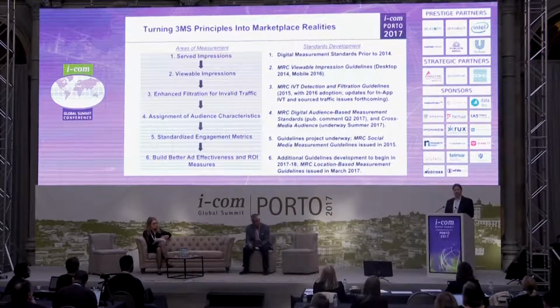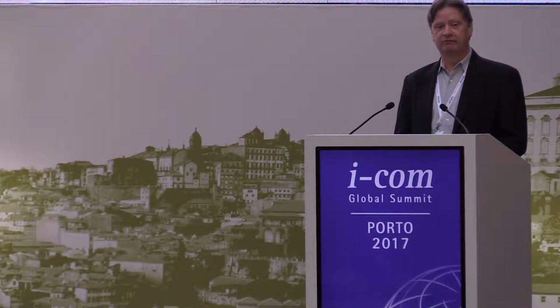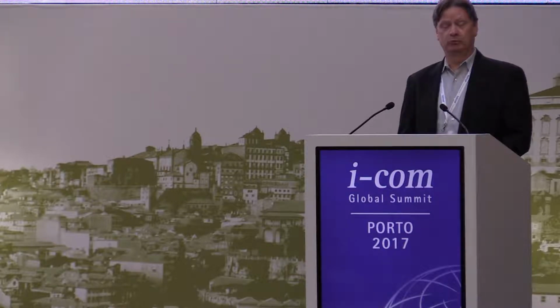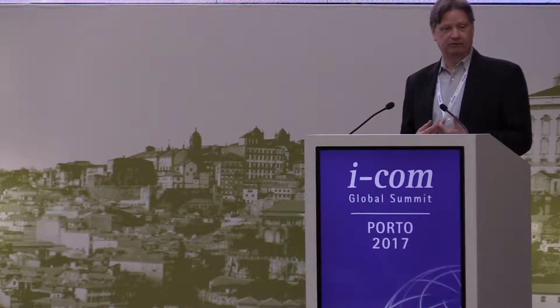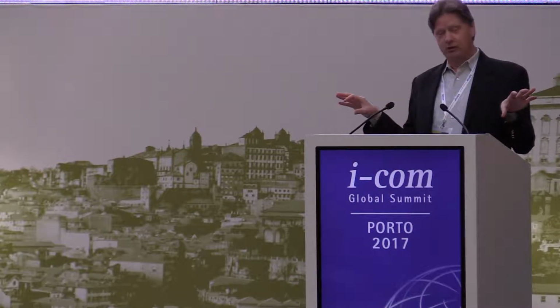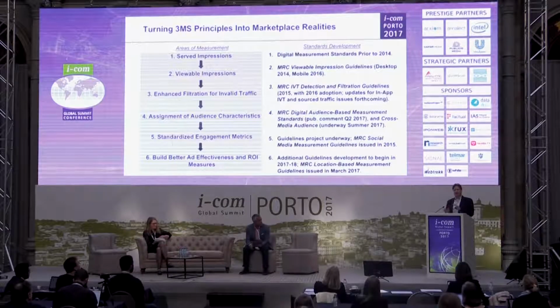Importantly, assignment of audience characteristics. We're developing standards for that, and in fact, within a couple of weeks, we'll be issuing a public comment version of a draft for digital audience measurement standards, and we're beginning work in the coming months for cross-media audience measurement standards, and many of you in this room, I suspect, may be involved in the working group on this along with us.